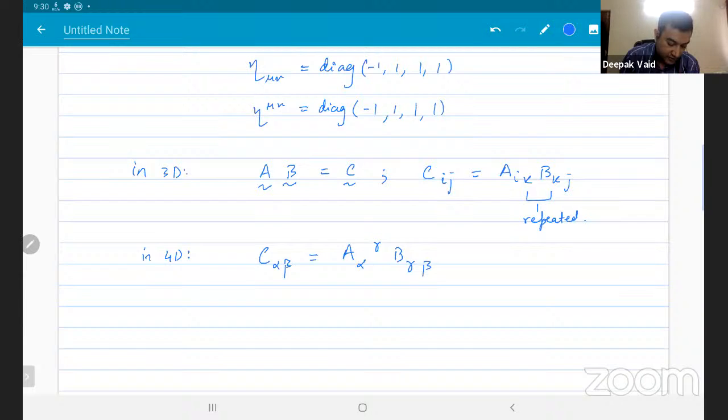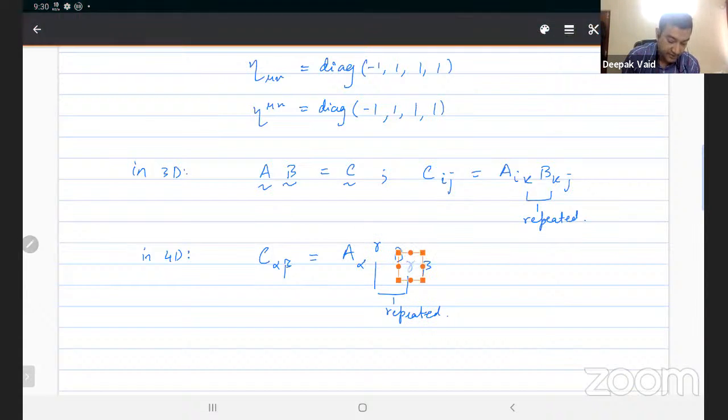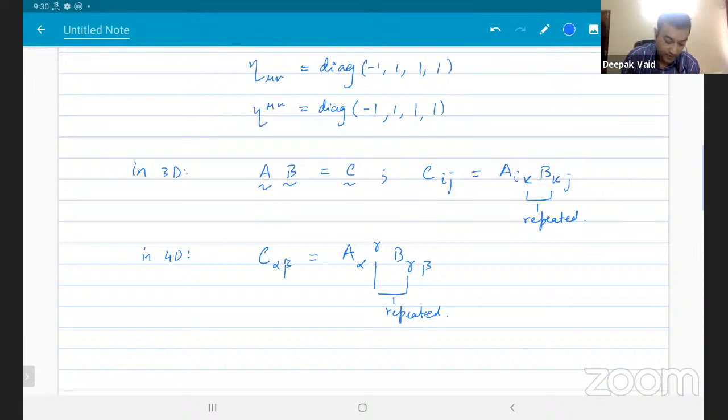Okay. Now what is going on here? I have this repeated index, which is gamma, right? But this index on A is raised, whereas this index on B is lowered. So why is it being written in this way? Well, another way to write this is the following: A alpha mu, B nu beta, and then multiplied by eta mu nu, like this.